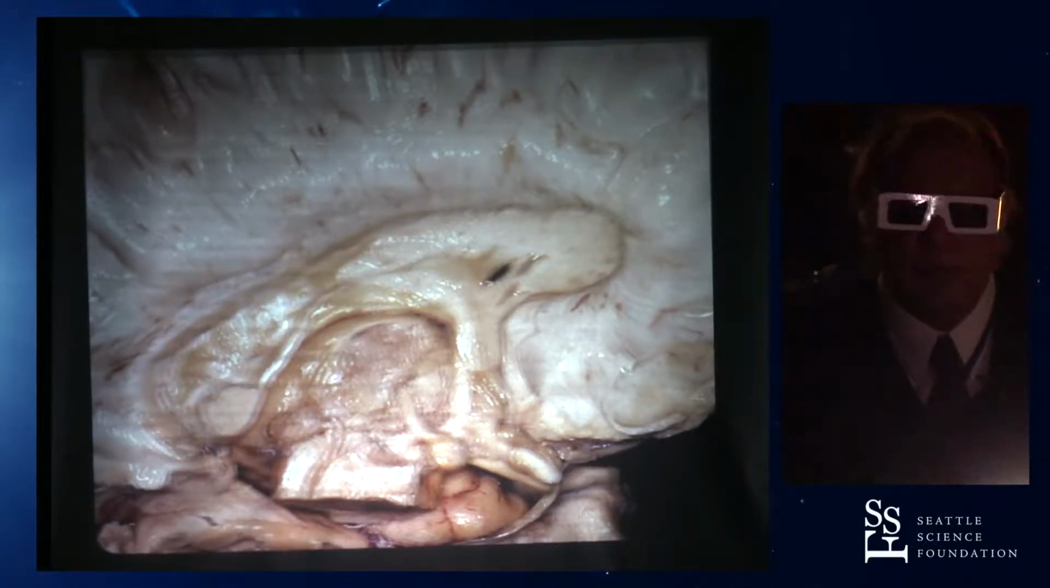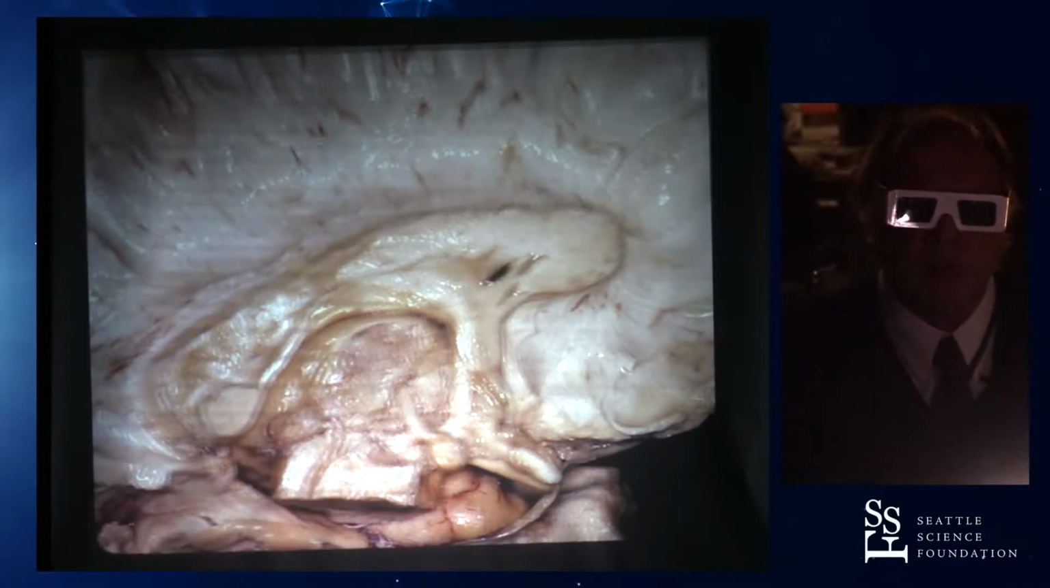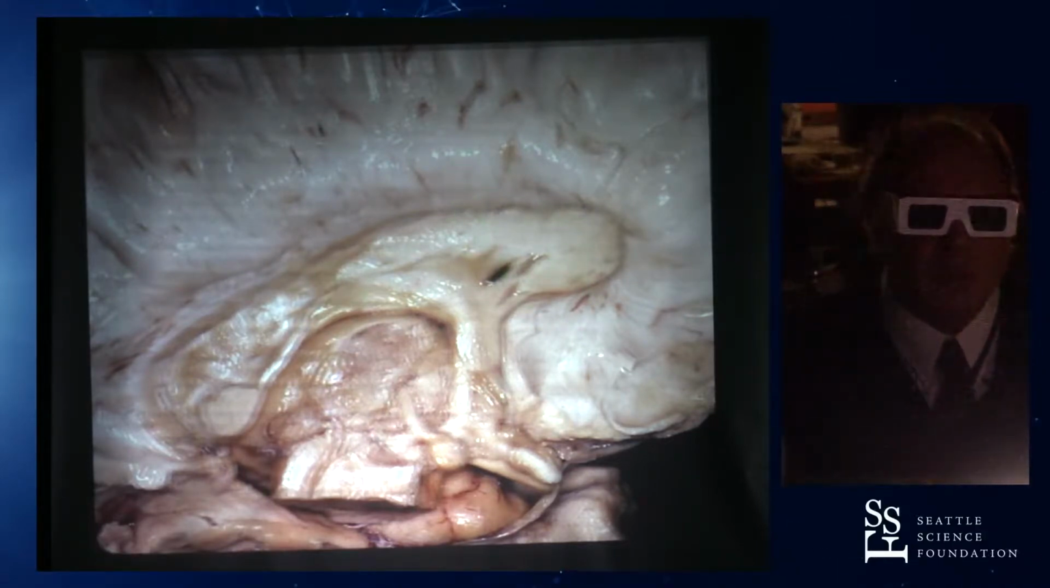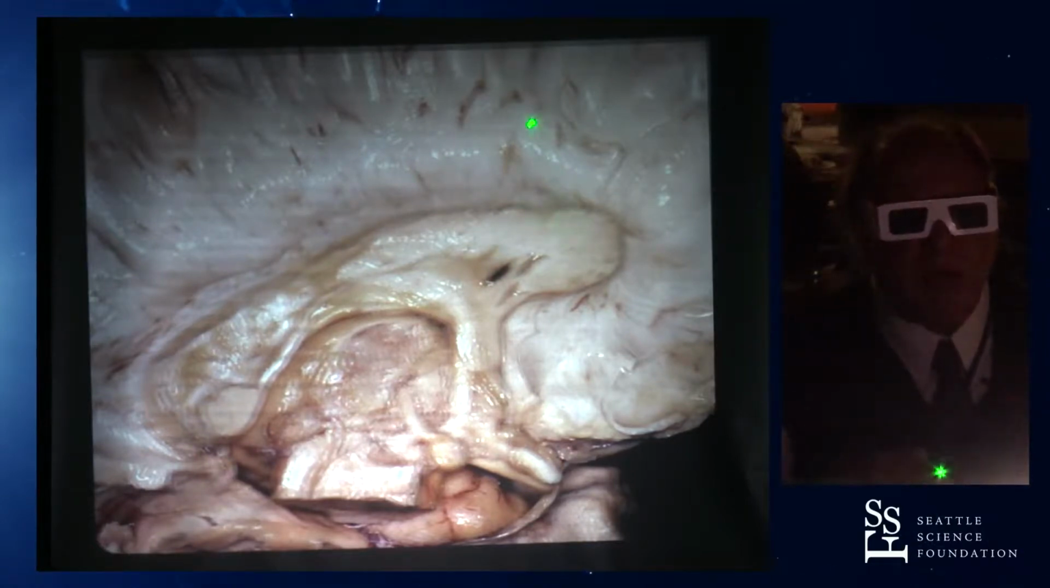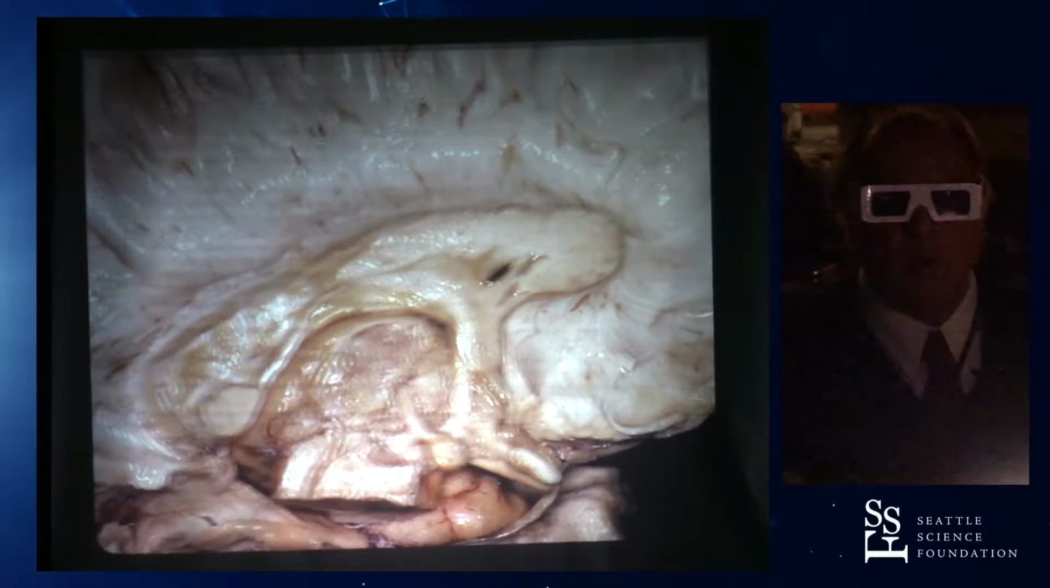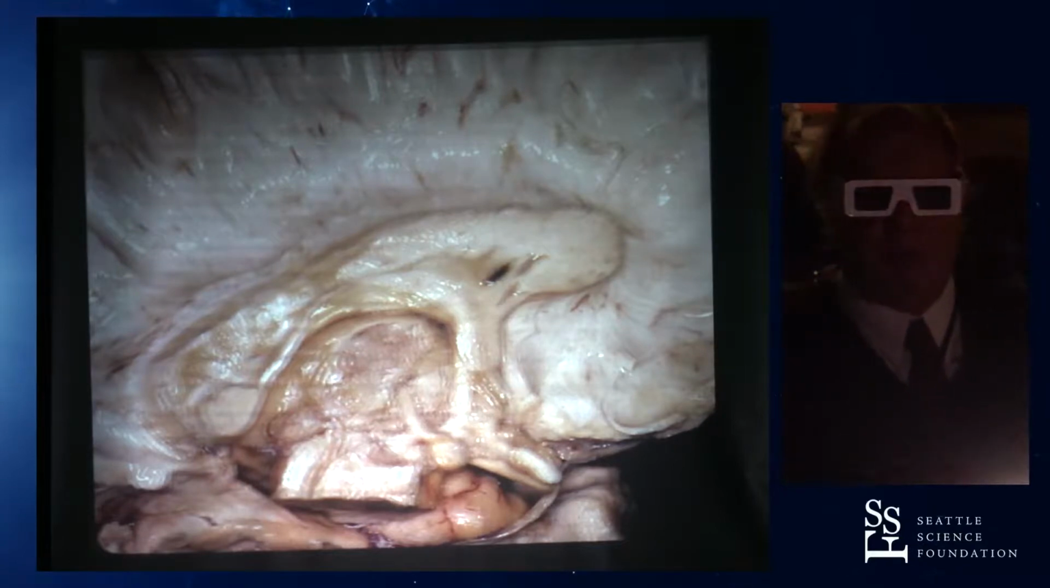But the corpus callosum is our biggest commissural system that puts together both hemispheres. The corpus callosum has 200 million fibers. 200 million fibers. And these fibers open towards both sides. So it's difficult to understand the complexity, the three-dimensionality of the corpus callosum.